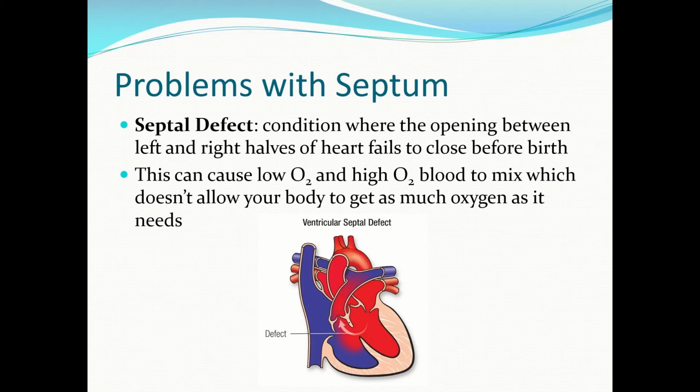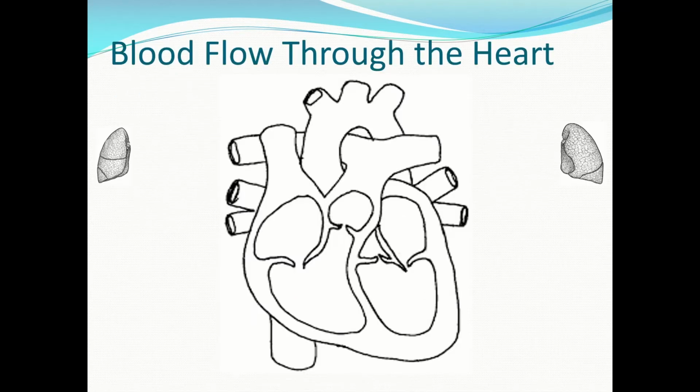Okay, so you can see that here's the septum. There's a little opening, so the left and the right side of the heart mix. And if it's bad enough, they would have to do surgery on it. So we need to know blood flow through our heart, so we're going to list that.